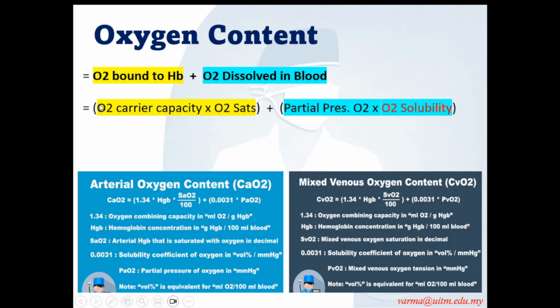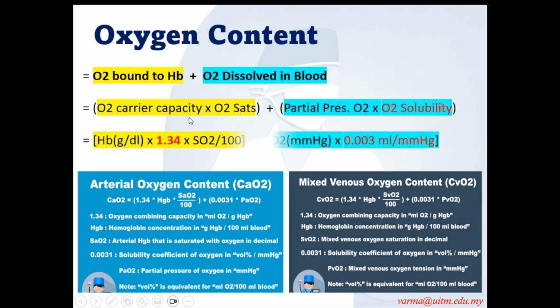So how do we calculate this? To calculate the oxygen bound to hemoglobin, you need the hemoglobin level, which we usually get in grams per deciliter. Remember this; DL stands for deciliter. Times 1.34. I'll come to why these numbers exist and the importance of this number. Times the saturation of oxygen.